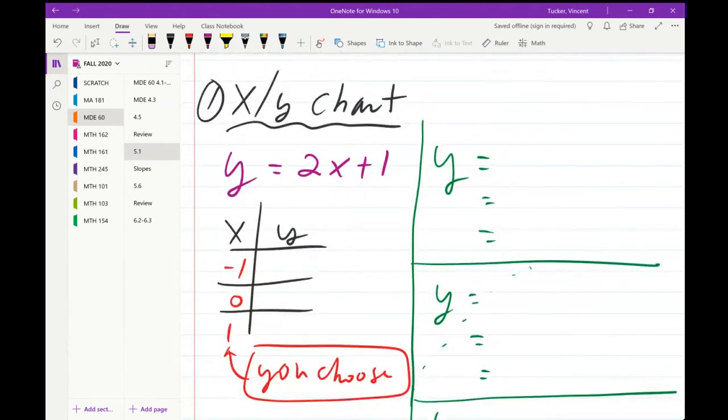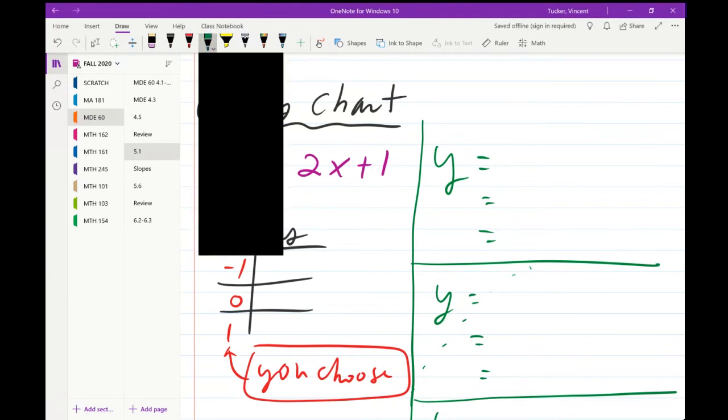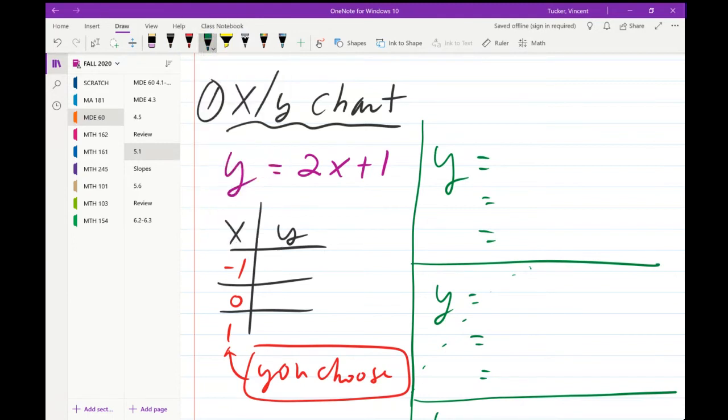All right, so let's do this first method, creating an XY chart. If I have the equation y equals 2x plus 1, in order to create my XY chart, I'm going to have to choose some values for x to plug in. It doesn't matter what you choose, and I'll show you why in a second. But just remember, whatever you choose, you're going to have to graph it.